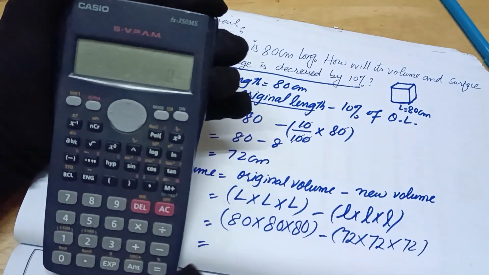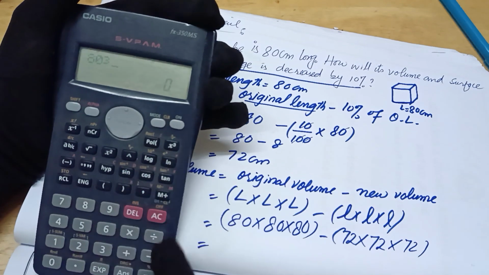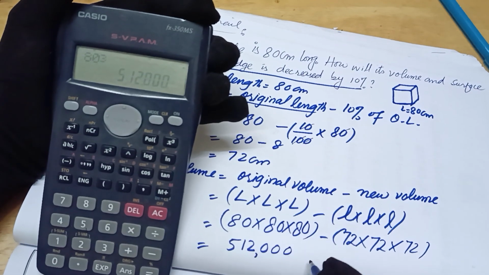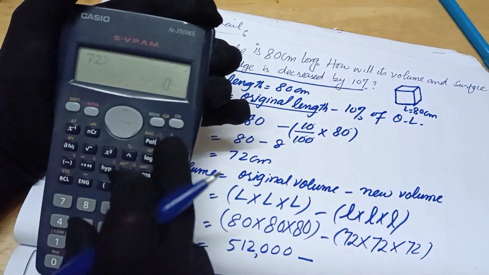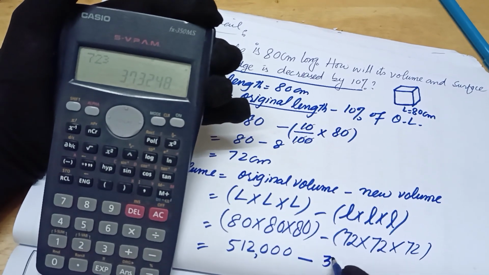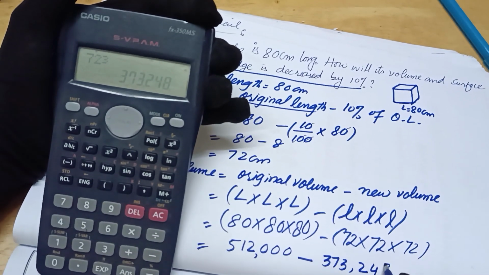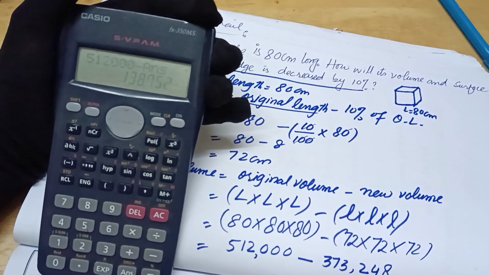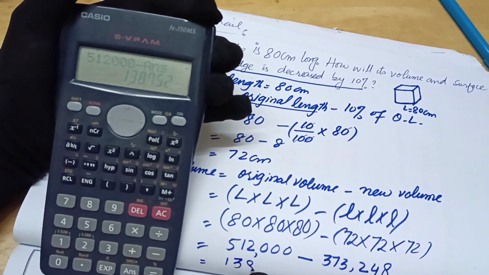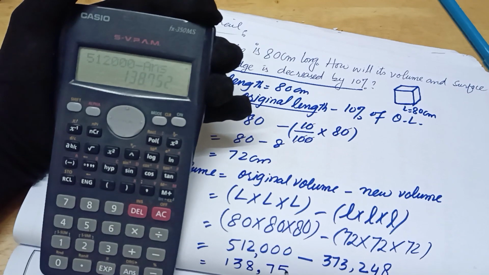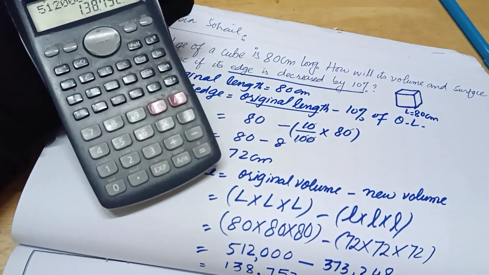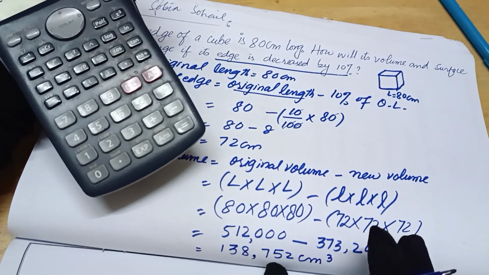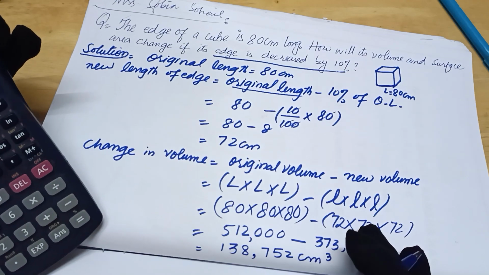I told you to find out the cube directly. 80 cube is 512,000 minus 72 cube is 373,248. So 512,000 minus this answer is 138,752. The unit used with this was centimeter, so it will be centimeter cube. This is the change in volume.